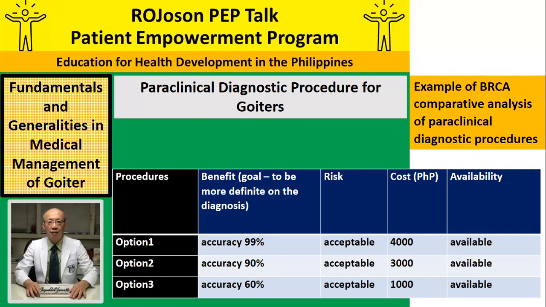If given such data, the choice here will be option 1 because it has the highest accuracy. If the patient cannot afford 4,000, then you can go for option 2. But the least recommended option here is option 3 because it has the lowest at 60%, which is not acceptable.